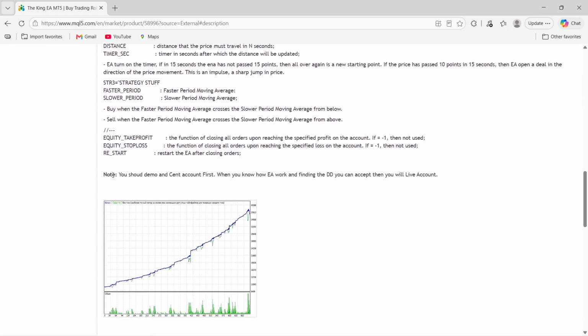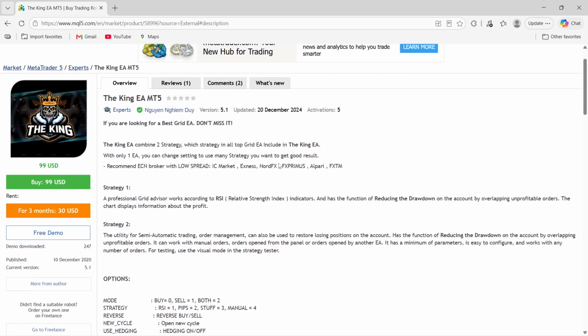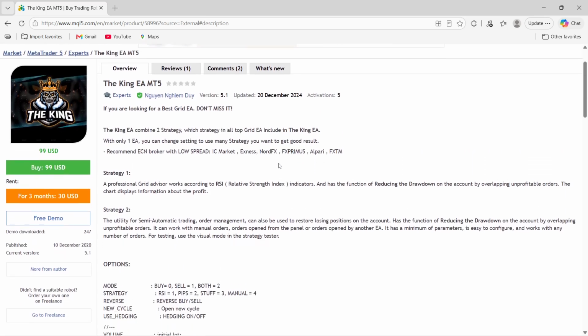As you can see, it's noted that you should use a demo and cent account first. Then when you know how the EA works and find the drawdown you can accept, then you can use it on a live account. Alright, so we have it here.